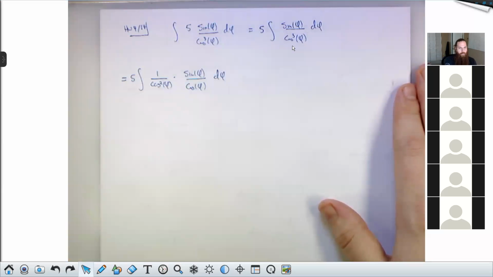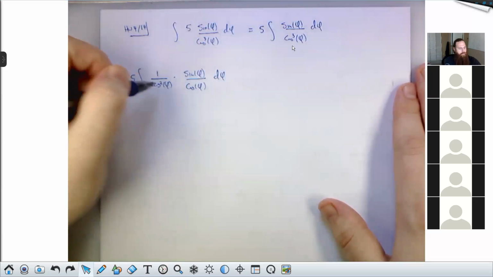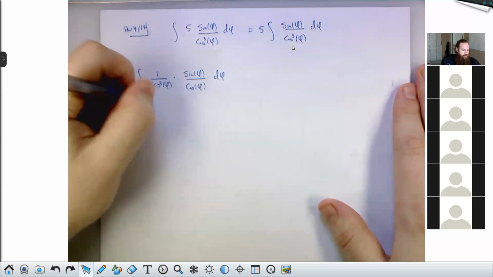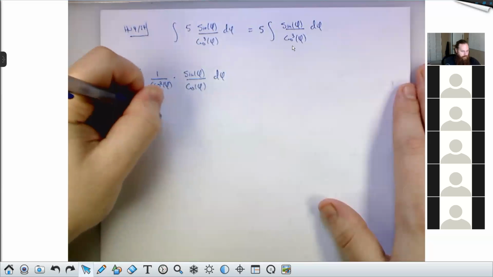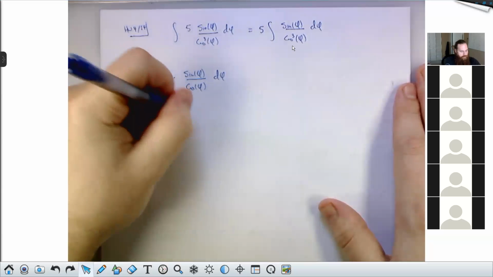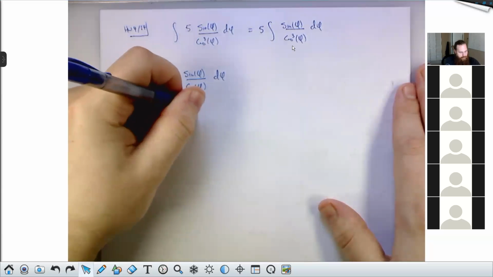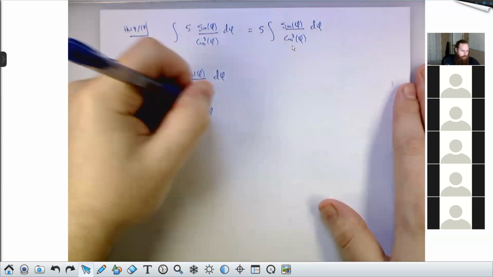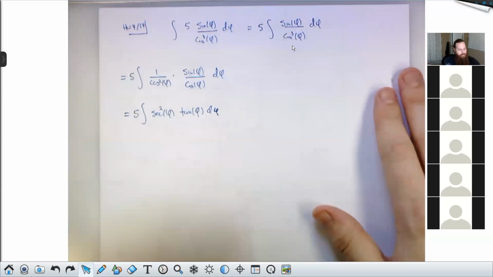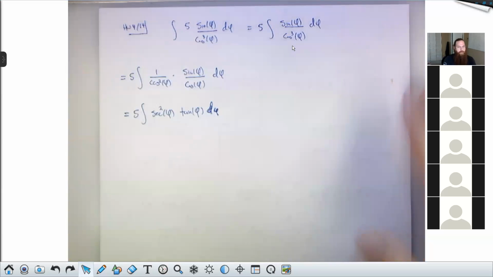Because downstairs I had a cos cubed, I can split that up like this. And then this piece is what? What is 1 over cosine? Secant. Yeah, that's the definition of secant. So 1 over cos squared is secant squared of phi. And sine over cosine, of course, is tangent. So I got a little bit silly making all these loopy things. Yeah, so I get secant squared phi times tan phi d phi.